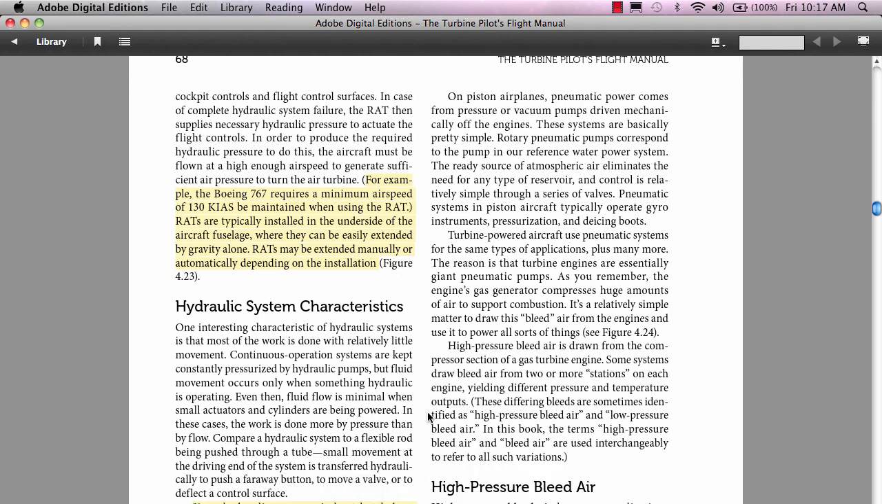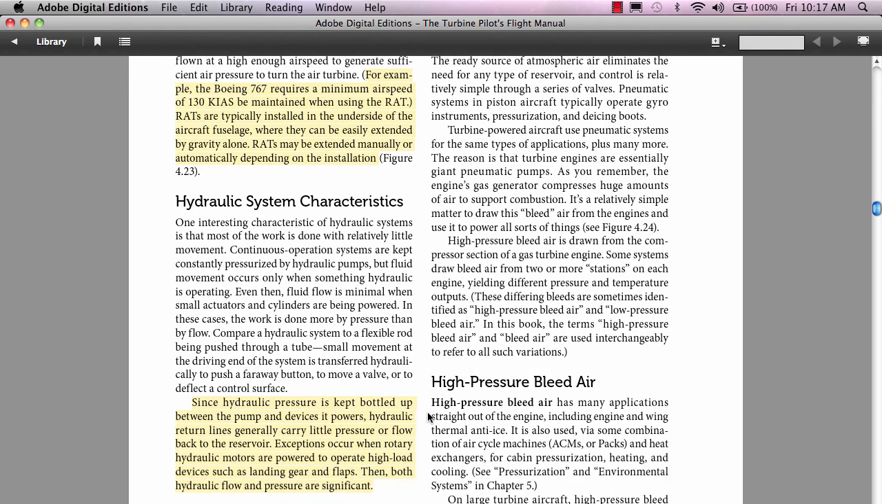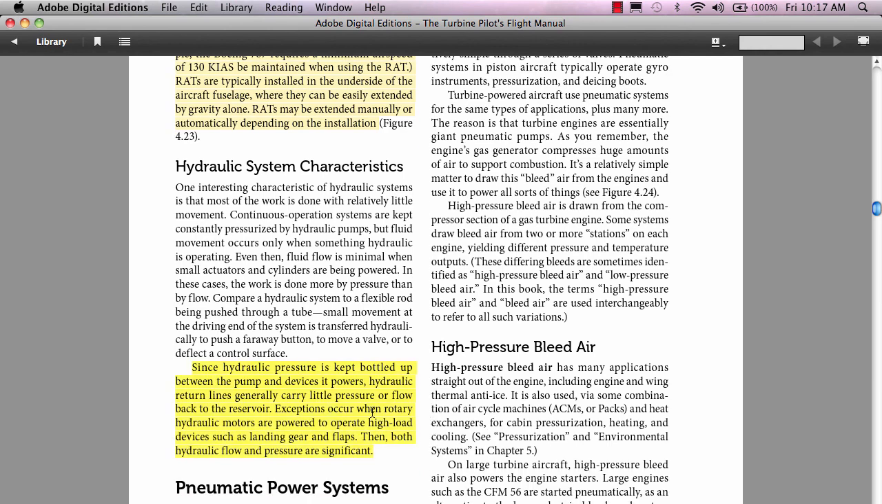Again, that's what he says in the last paragraph here. Since hydraulic pressure is kept bottled up between pump and devices it powers, hydraulic return lines generally carry little pressure or flow back to the reservoir. Exceptions occur when the rotary hydraulic motors are powered to operate high-load devices such as landing gear and flaps. Then both the hydraulic flow and the pressure are significant.